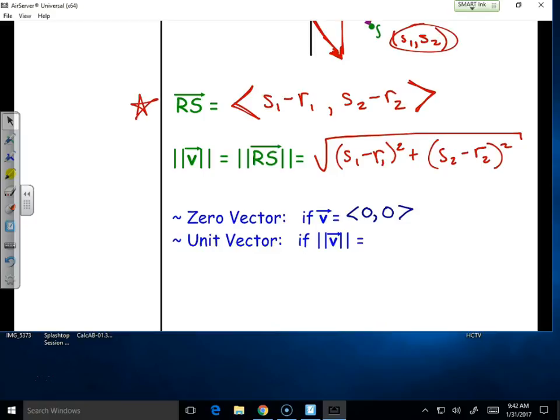Unit vector has a length, a magnitude, of 1. Components will be a little bit different depending on what's going on, but a unit vector is going to have a length of 1. You could also technically say a zero vector is going to have a magnitude or a length of 0. He doesn't go anywhere. He has a length of 0. Kind of boring.